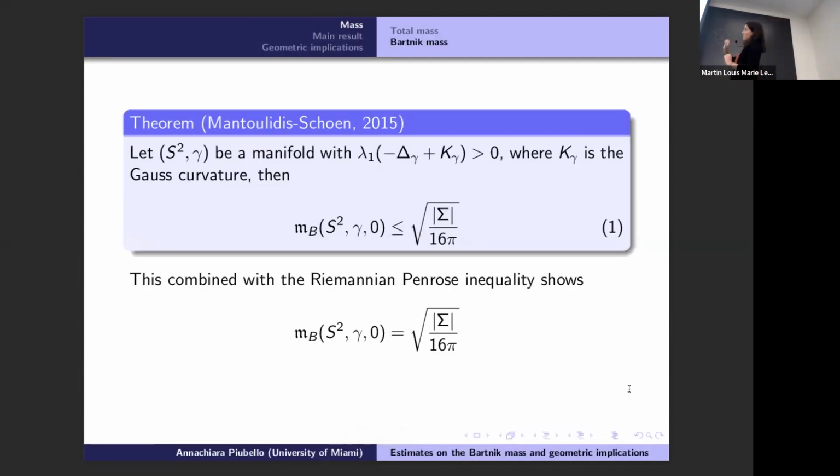But this estimate from Mantoulidis and Schoen, combined with the proof of the Riemannian-Penrose inequality, shows that we actually can compute the Bartnik mass for this horizon case. So when h is equal to 0, we do have a quantity for the Bartnik mass. We do know the value of the Bartnik mass.